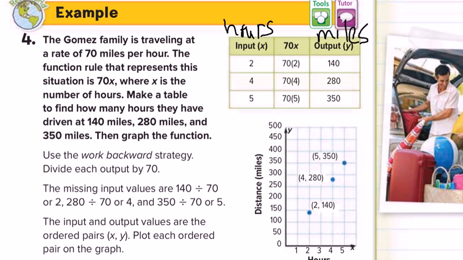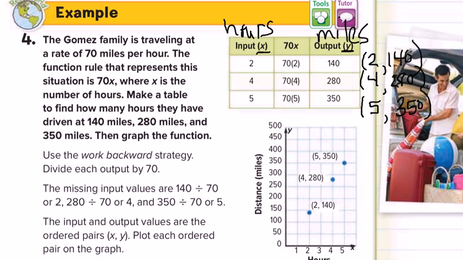Then, once I've completed this function table, I can create ordered pairs to graph this function. So my ordered pairs are made up of my x values and my y values. So I can almost create another column here on the right-hand side of my ordered pairs. So here, my ordered pair would be 2, 140. And here, I'm going to have my ordered pair of 4, 280. Don't forget ordered pairs are in parentheses and the x and y values are separated by a comma. My ordered pair for the last one would be 5, 350.